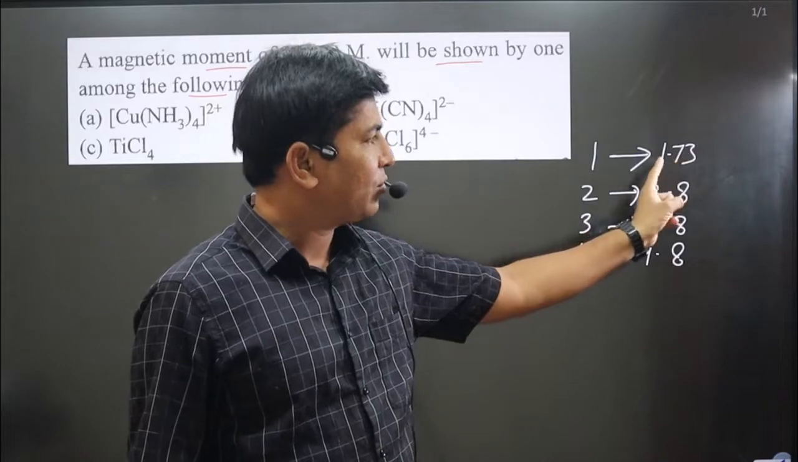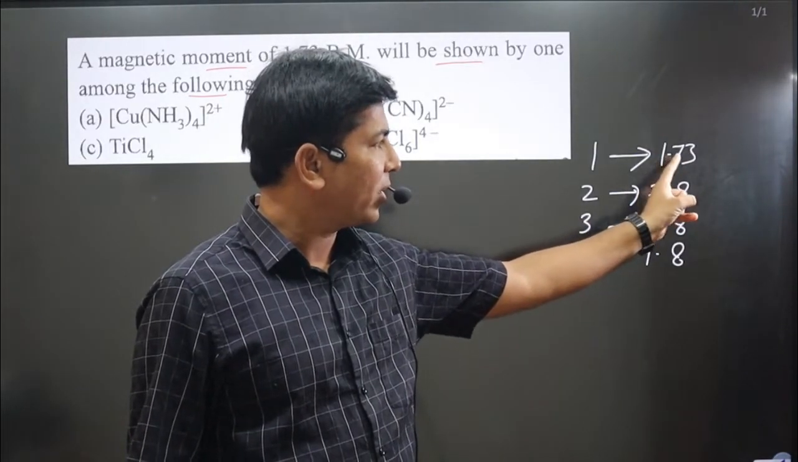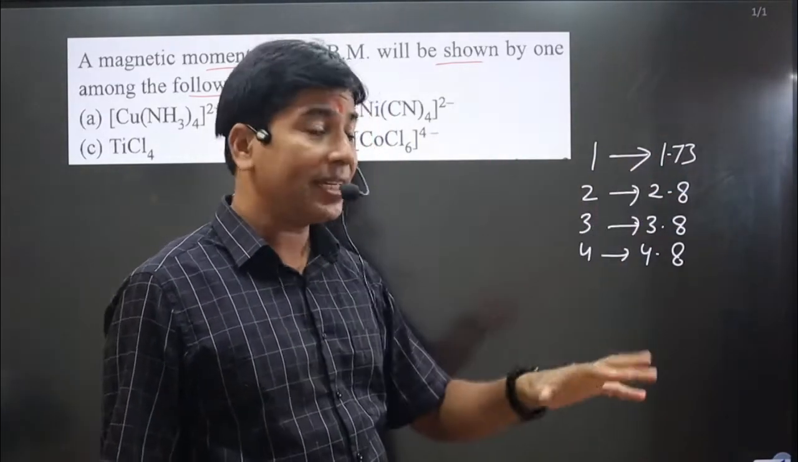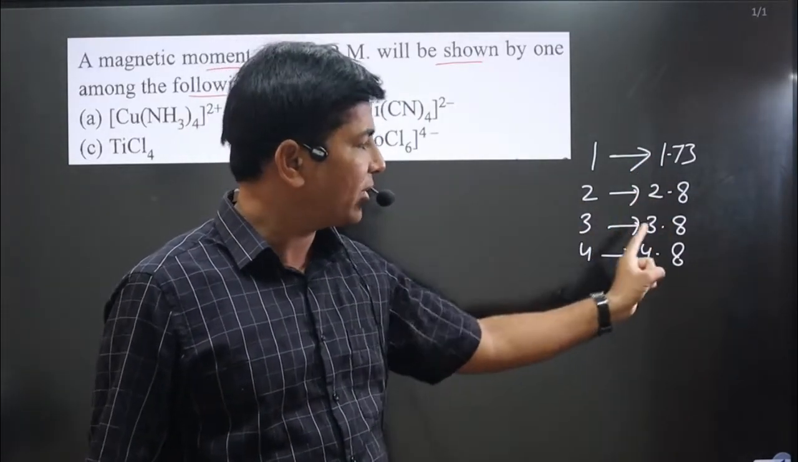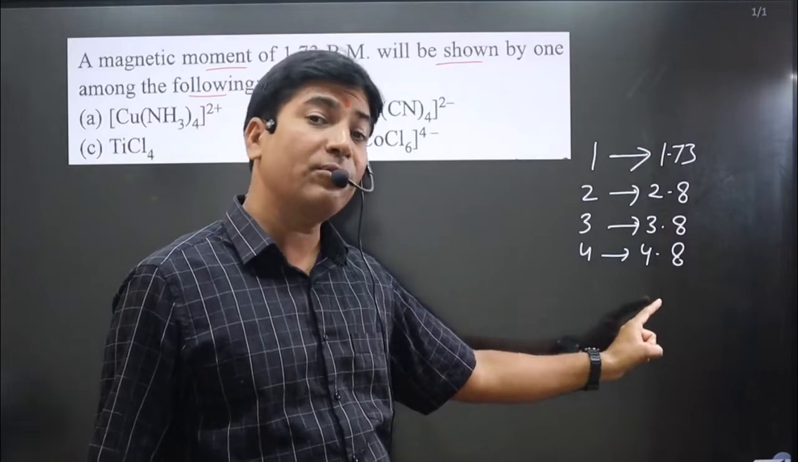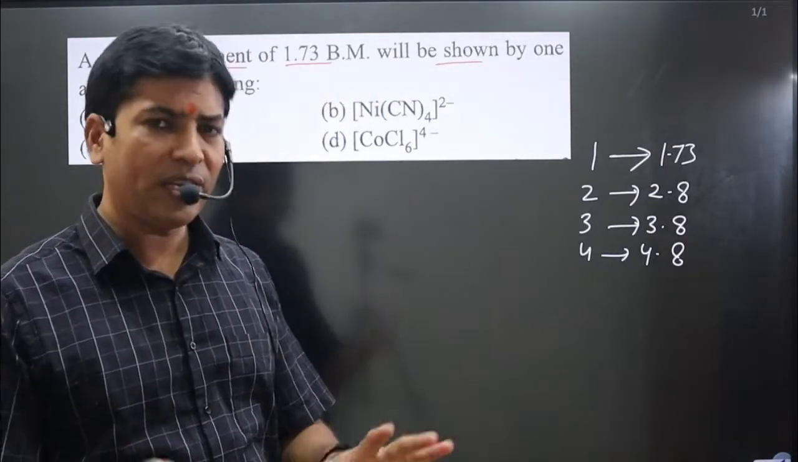It is in the pattern of 0.8 that it is coming. 1.7 is there, almost nearby. 2.8, 3.8, 4.8, and next if you are going, 5.9 is there. So it's very easy to remember.